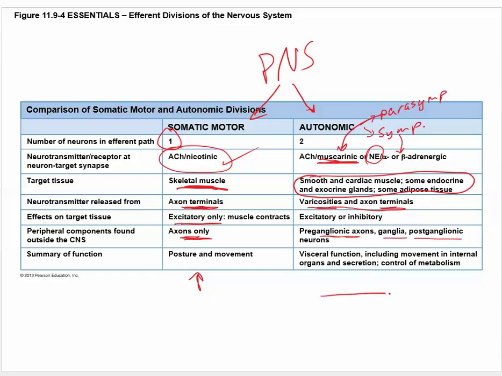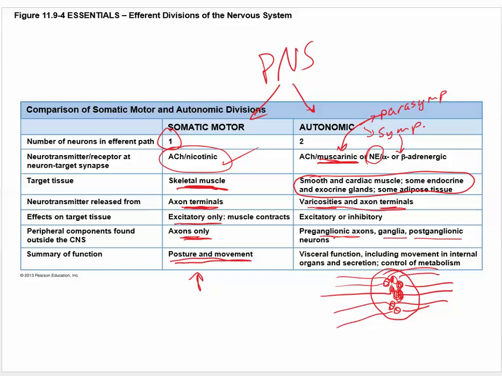But that's because you've got multiple neurons, pre, post, and then you have this ganglion where there's a bunch of cell bodies. Okay, that's what a ganglion is. It's called a nucleus in the brain, but it's a bunch of cell bodies with neurons coming out of it. Okay, so we call that big group a ganglion. So these guys are moving into it, and a bunch of cell bodies, ganglia, and then postganglionic. So summary of function, moving.